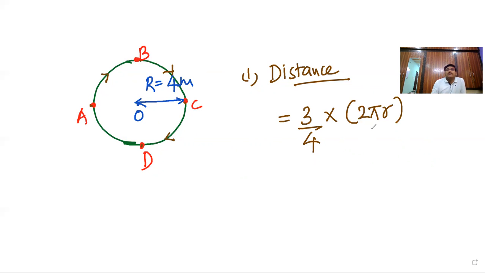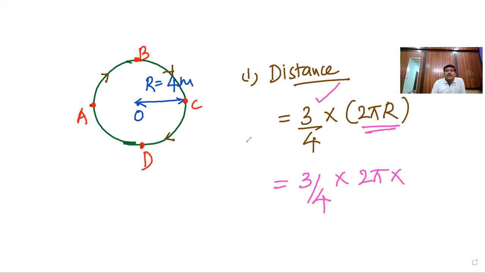2 pi r is the circumference, capital R here. Out of the complete total circumference, 2 pi r, only A to B, B to C, C to D path length, 3/4 of the path length, is traveled. Clear? Now 3/4 into 2 pi into radius is how much?